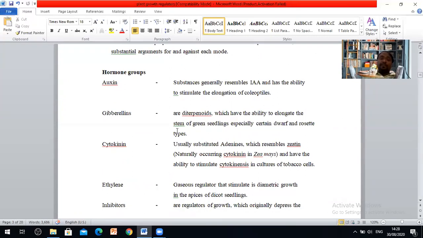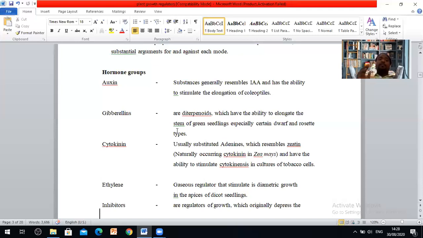The first is auxin. Auxins are substances that generally resemble indoleacetic acid, and they have the ability to stimulate the elongation of coleoptiles. Auxin we consider a growth promoter. Gibberellin we also consider a growth promoter, and cytokinin is also a growth promoter. So these three, auxins, gibberellins, and cytokinin, are the growth promoters.